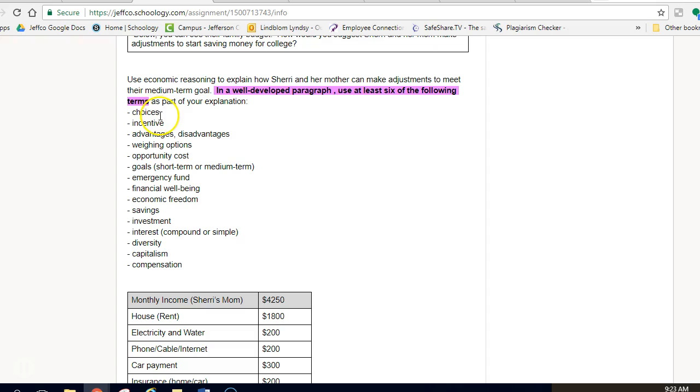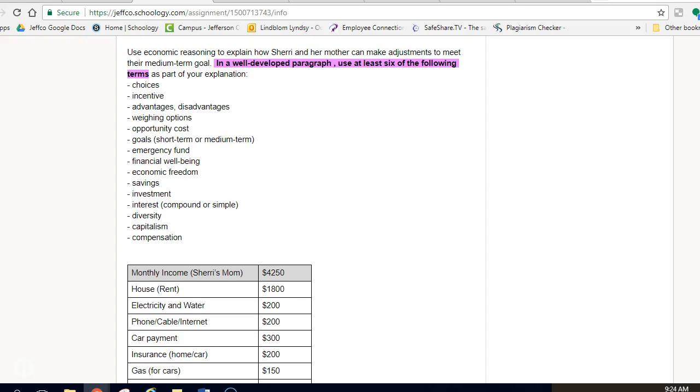So use any of these words that you can think of to help explain how they can save some money. For example, you might say something like, Sherry should set up a savings account, blah, blah, blah. Investment, blah, blah, blah.